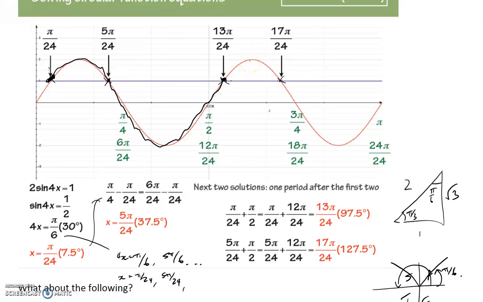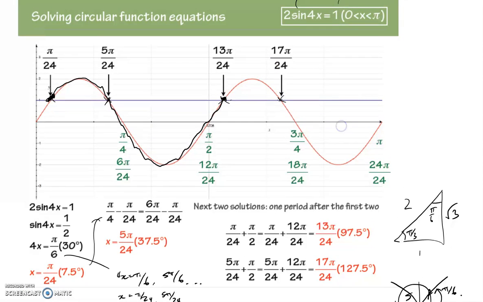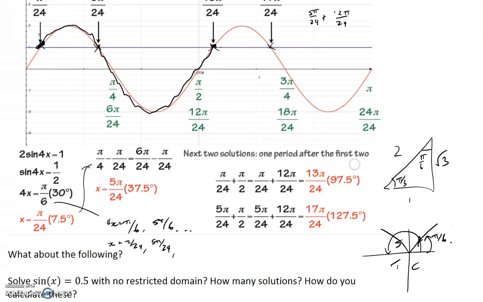And if you're not sure how that works, you can go 5 pi on 24 plus pi on 2, which is the period. Create a common denominator. To get a denominator of 24, I need to times by 12 on 12. So it's 12 pi on 24. 5 pi on 24 plus 12 pi on 24 is 17 pi on 24. Okay, so that's with the restricted domain.